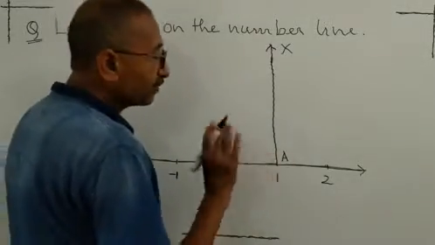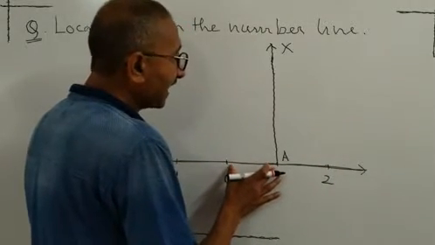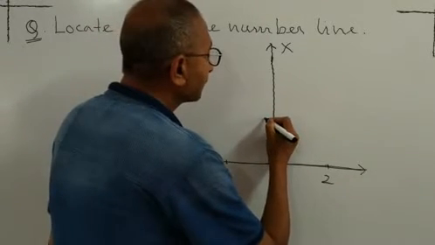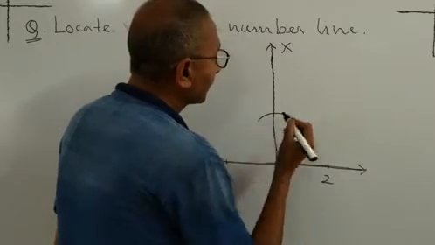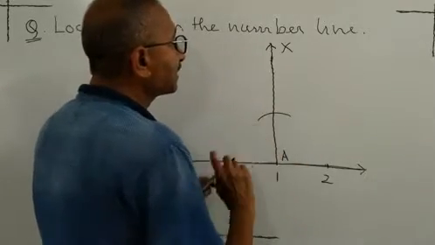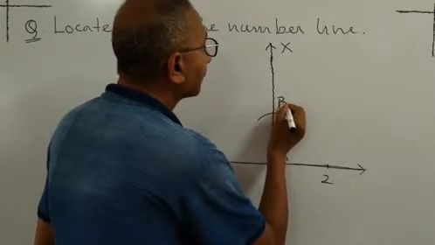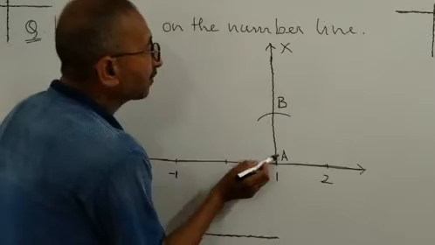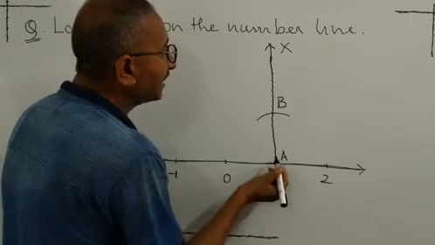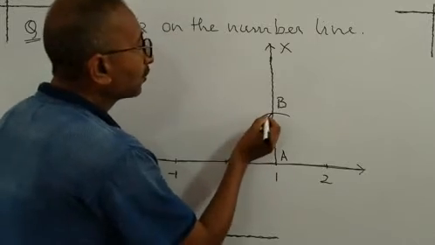Now use your scale or divider or compass. Take the length of 1 unit, if you take 1 inch, then take 1 inch and mark with your compass a circle. Take A as center and draw in this way. Mark this point to be B. Now what is the length from here to here? If you have taken 1 inch, it will be 1 inch. This is also 1 inch. That means this is 1 unit, this is also 1 unit. Now join OB.